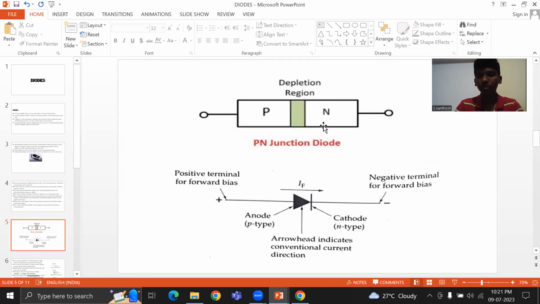This is the PN junction that I showed before, and this one is the circuit diagram for it, I mean the circuit symbol, where the current is flowing in the direction of positive to negative, or in the same direction as this arrowhead is pointing, with P type being the anode and N type being the cathode.